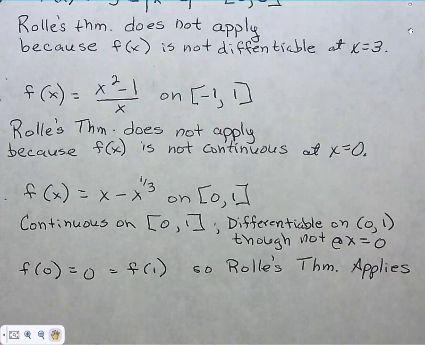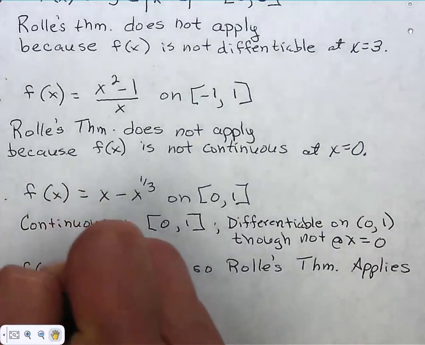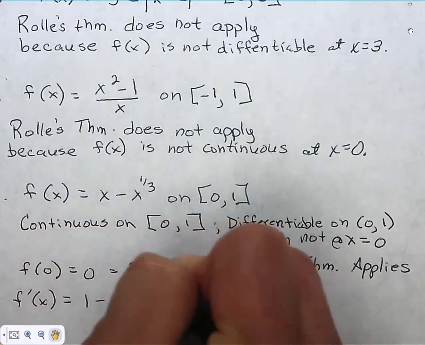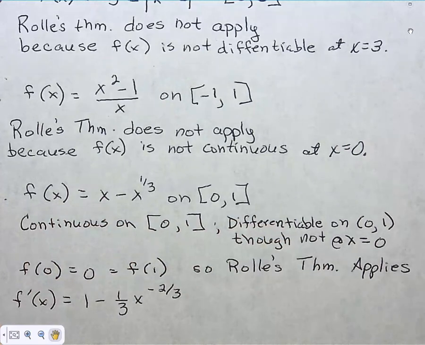And if Rolle's theorem applies, then we're supposed to find that guaranteed value of C. What's that guaranteed value of C? I don't mean what's the answer, I mean what is it that we're looking for? Looking for what makes the derivative 0. So the derivative would be 1 minus 1/3 x to the negative 2/3. And we're looking for what makes that equal 0.